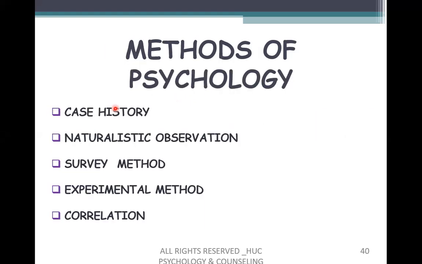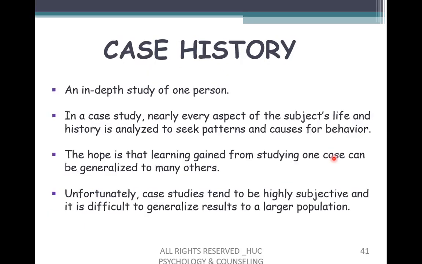Case history. Now, altogether we'll be studying 5 methods of psychology today. Out of that, the first is case history. Second is naturalistic observation. Third is survey method. Fourth, experimental method. Fifth is correlation method. Okay, so let's go to the first one, case history.